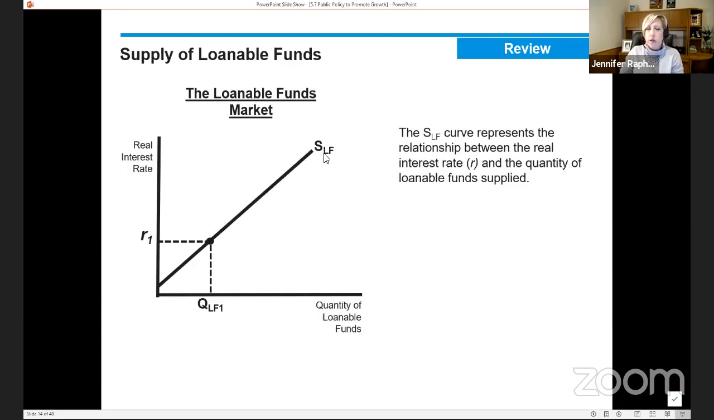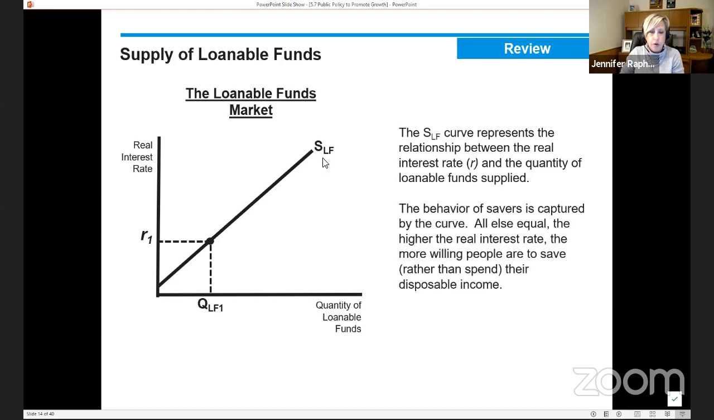Really quickly, you want to remember that the supply of loanable funds represents the relationship between real interest rates and the quantity of loanable funds supplied. And all else equal, an increase in real interest rates is going to increase the quantity of loanable funds supplied. So savers are attracted to high rates of return on their savings, right? If you put your money in the bank and you earn 0% interest, you don't have much incentive to save. If you put your money in the bank and you earn 20% interest, you have a lot more incentive to save your money instead of spending it. So the higher the real interest rate, the higher the quantity of loanable funds supplied.